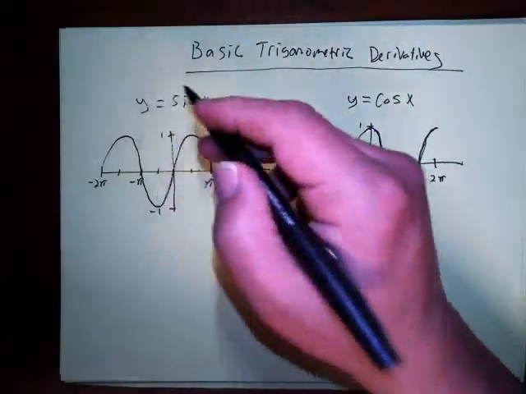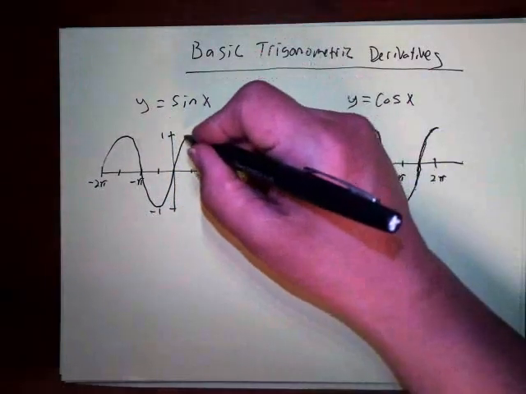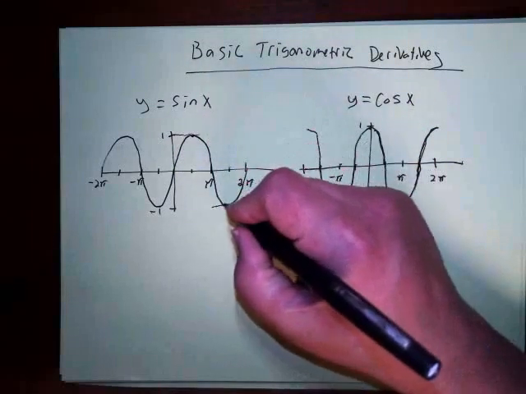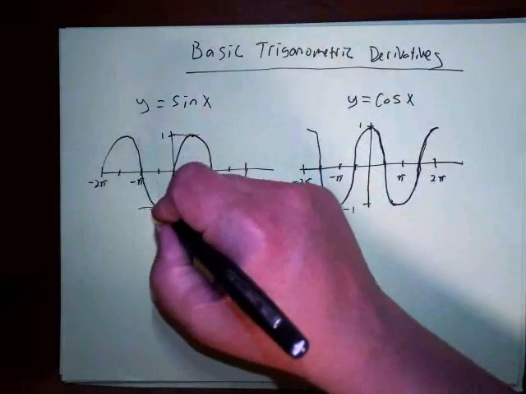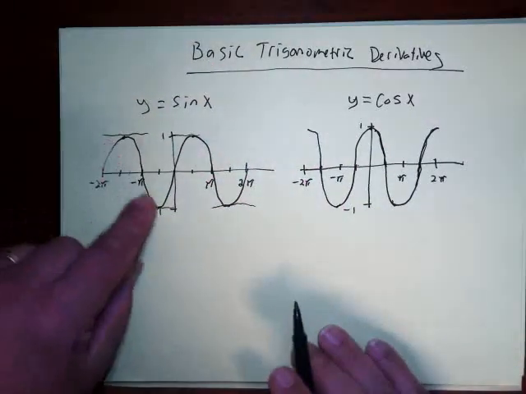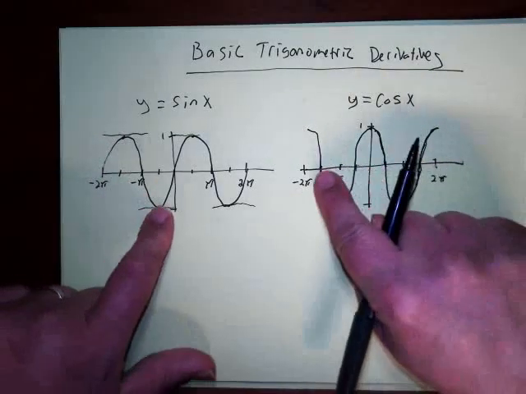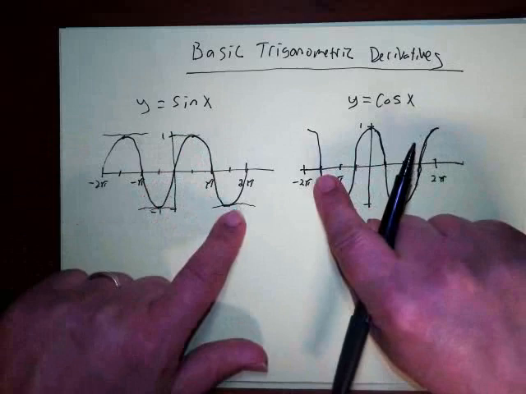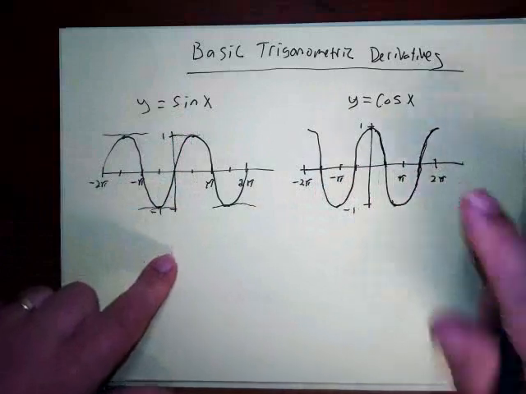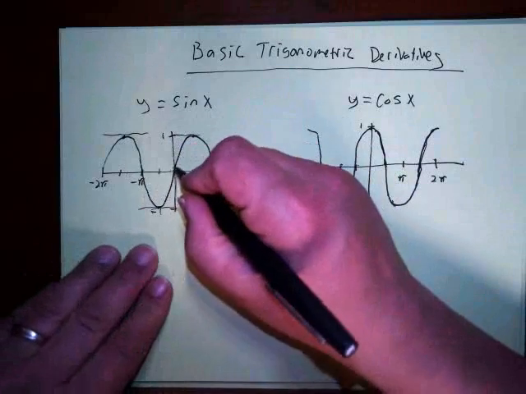And so what I want you to notice here is that for the sine of x, let's look at the tangent lines. First of all, notice that these have a horizontal tangent line at each of these points, don't they? And these are actually the points where cosine crosses the axis. So those are the points where cosine is equal to 0, right? So the derivative of sine of x is equal to 0 at the same place the cosine is equal to 0.